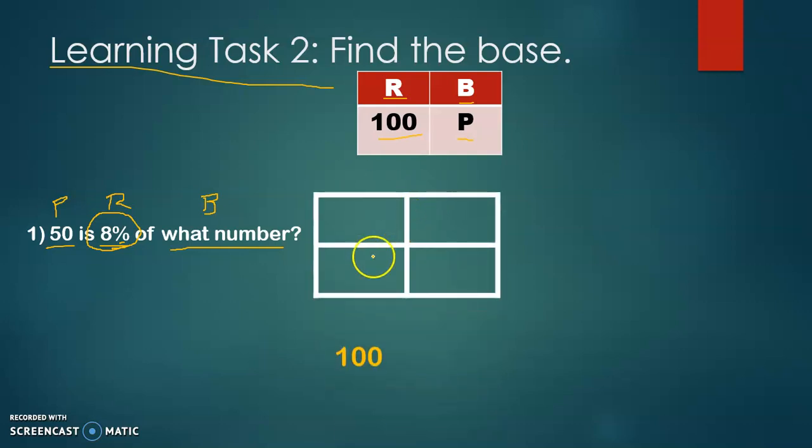Replace the values lang. 100 ay constant yan. Ganyan lagi yan. 8% alam natin. Yan lagi nasa taas. Okay, so lagay lang natin ang 8. And then 50. Ang P ay nasa baba. So nandito. Dito natin ilalagay ang 50.